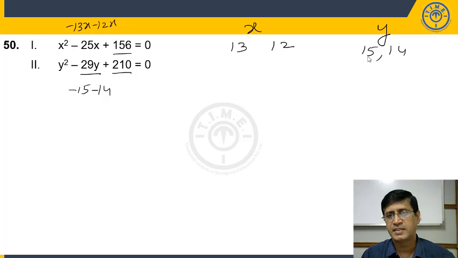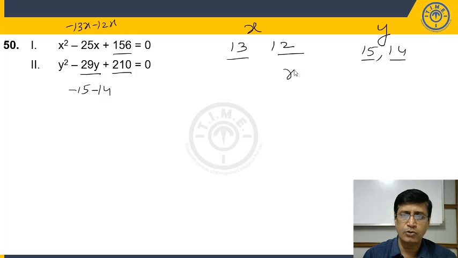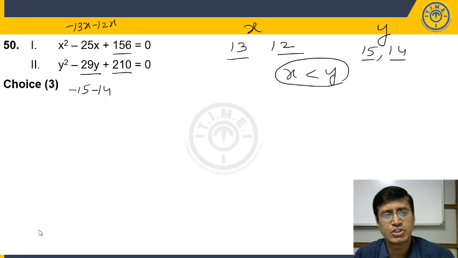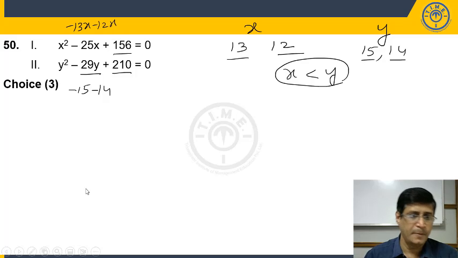Now the comparison. 15 and 14 are greater than 13 and 12. The value of x is less than y. x is less than y. The right choice based on the conditions is option number 3. Third choice is the right answer.